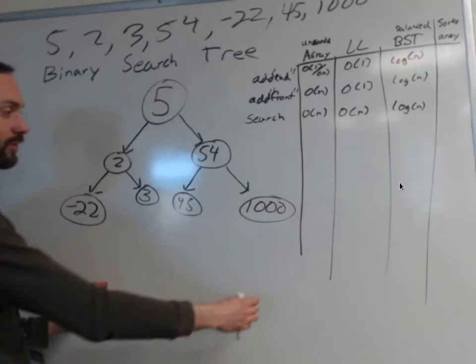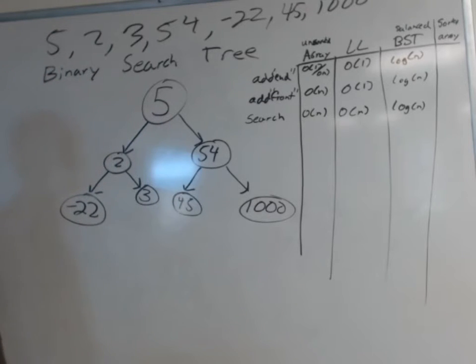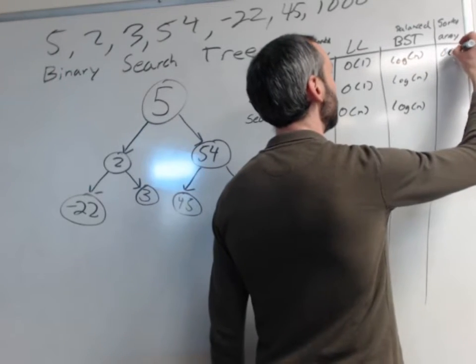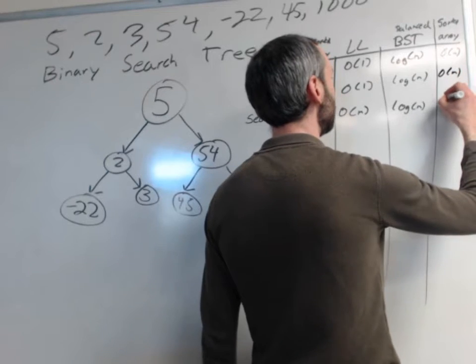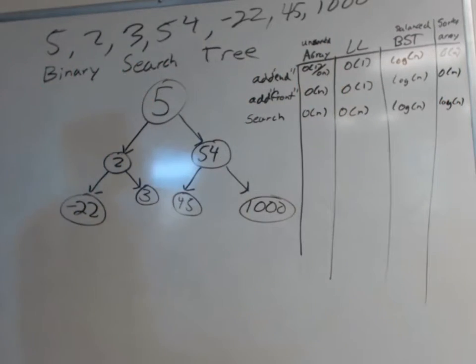But in order to actually put it there, you have to shift all the other elements down, which is an O of n operation, and then add the element. So adding to a sorted array is always O of n. O of n, O of n, and then of course you can do a binary search for log of n.